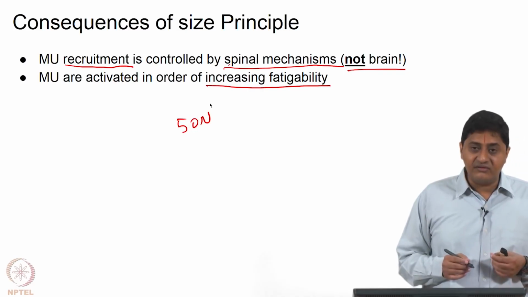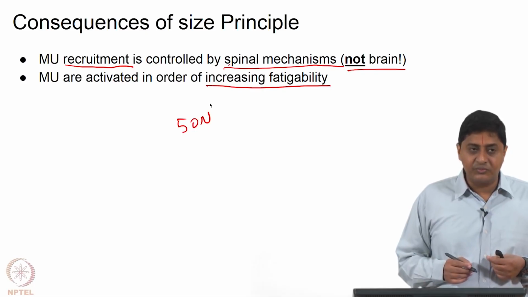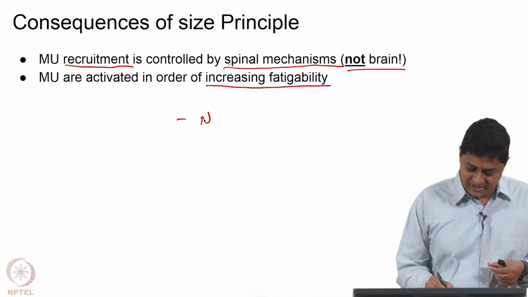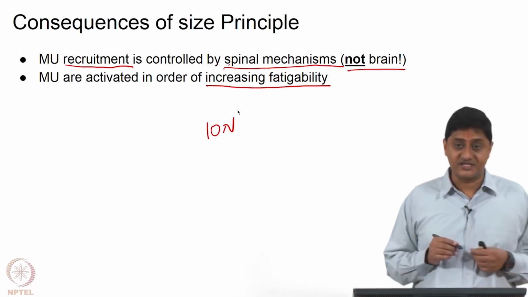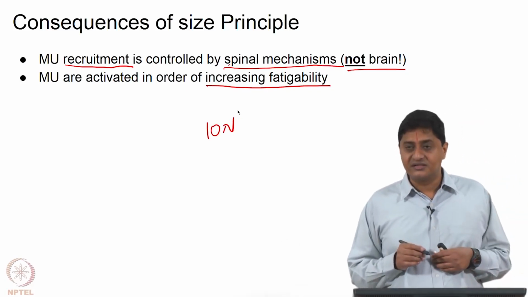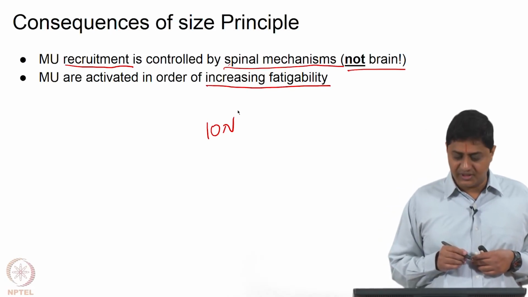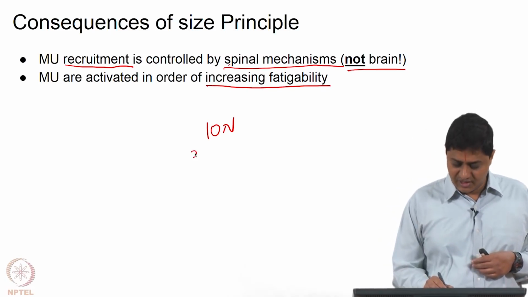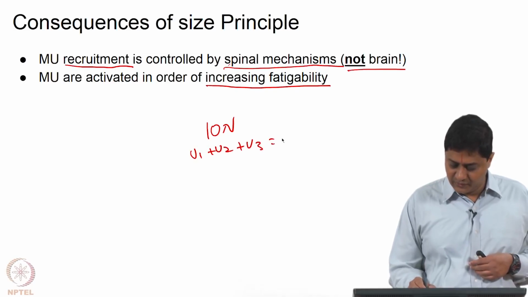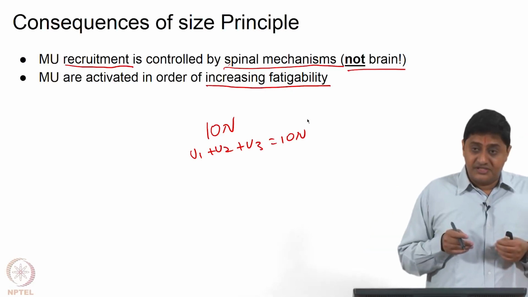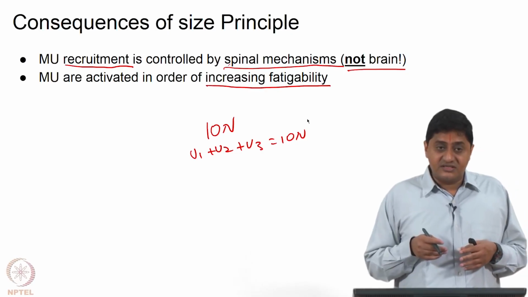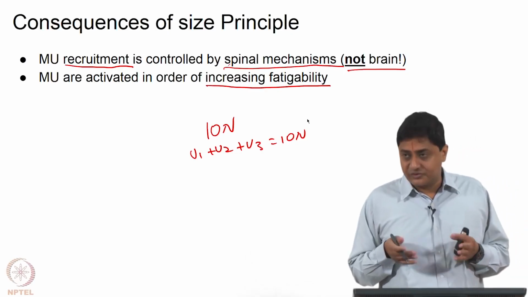Let's take a simpler example. Let's say I want to produce 10 Newton of force, and I have say 2 or 3 motor units together that can produce 10 Newtons. I am going to call these unit 1 plus unit 2 plus unit 3 equal to 10 Newtons produced. These are relatively large motor units, each of them can produce approximately several Newtons.